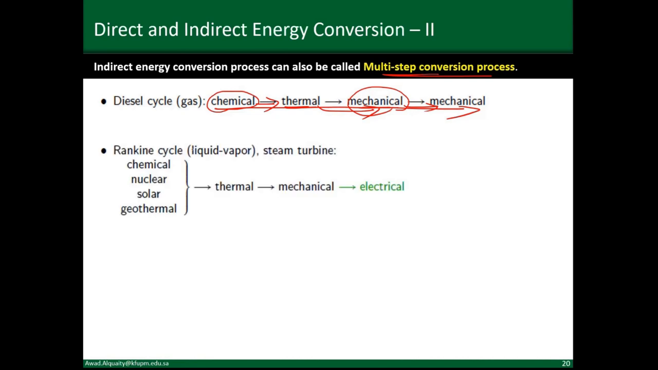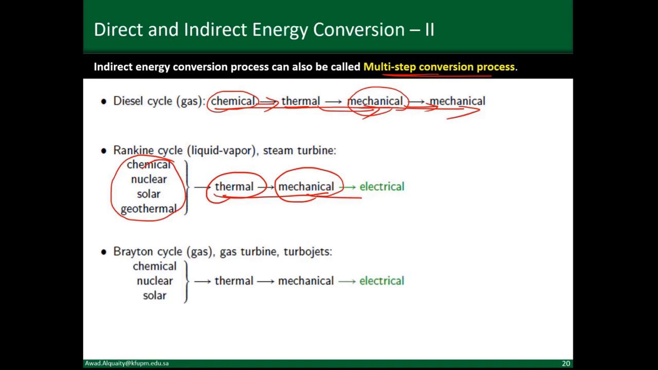Another example could be something like a steam turbine, right? It makes use of chemical, nuclear, solar, geothermal, any of the energy sources, converts that into thermal energy by heating up water into steam. And once you have steam, the steam drives the turbine, which is mechanical energy. And this energy is converted to electrical energy with the help of a generator.